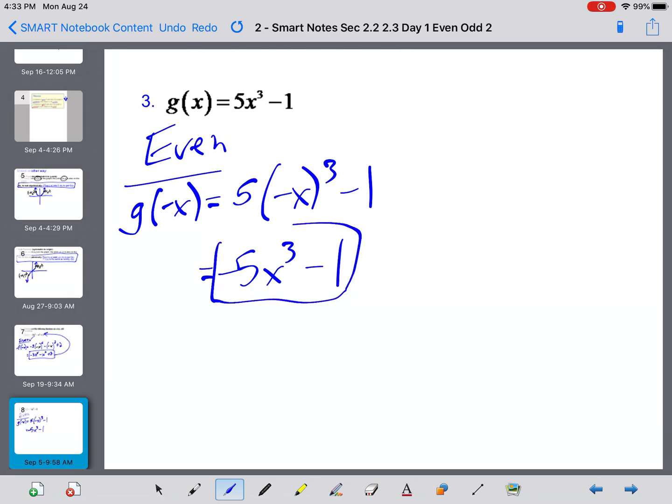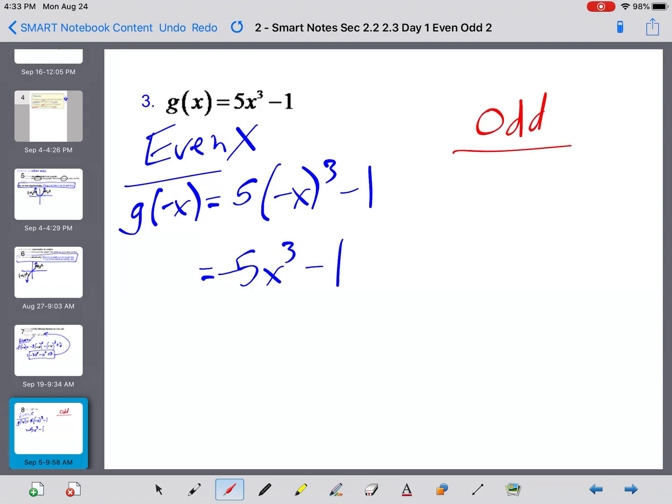So if I compare this to my original function, I am not back to the same thing. This is not an even function. It has to be the exact same thing as the function you started with. All right, so not even. To keep track, I put an x up there to remind me that this guy's not even. Now, let's go check odd.